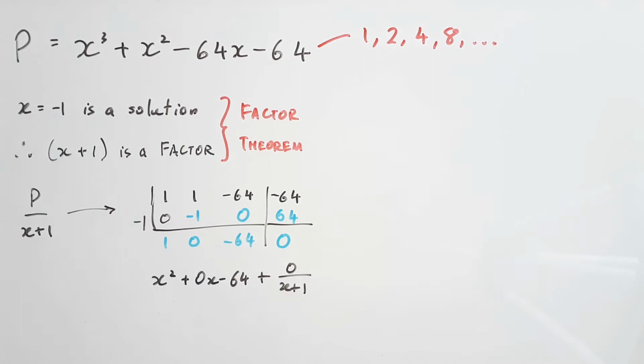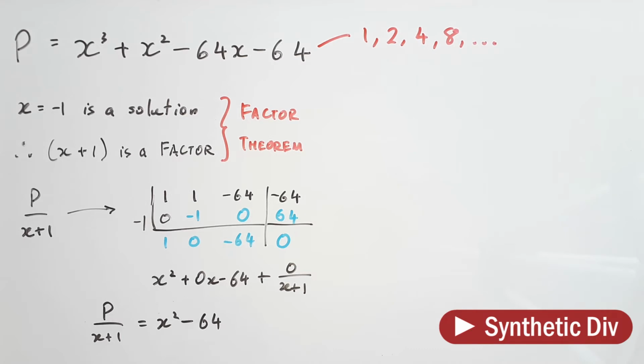And what we get at the end is x squared minus 64. And just remember, if you are dividing a factor, you should get a 0 as your remainder. So you can use that to verify if you've done it correctly. And guys, if you don't know how to do synthetic division, then please have a look at my videos that explain how to do that. It's much quicker, much easier than using long division.